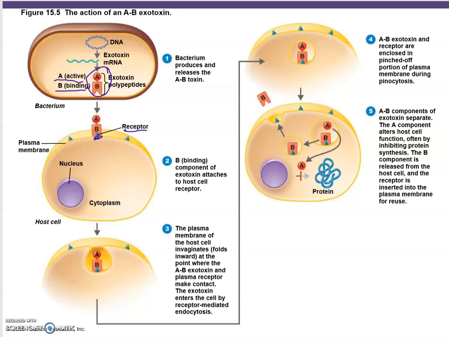The host cell will take the toxin inside, it will internalize it through a vesicle, and then the AB toxin is basically picked apart in the host cell and activated, and then the enzyme portion of the AB toxin causes the cellular damage. Here you'll see that the A portion, the active portion of the exotoxin, inhibits protein synthesis in this particular cell, and the binding portion of the AB toxin is actually expelled from the cell in this case.